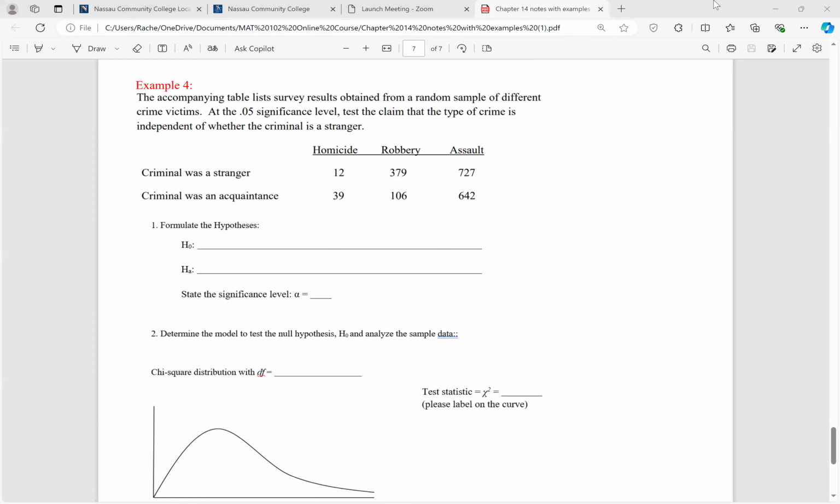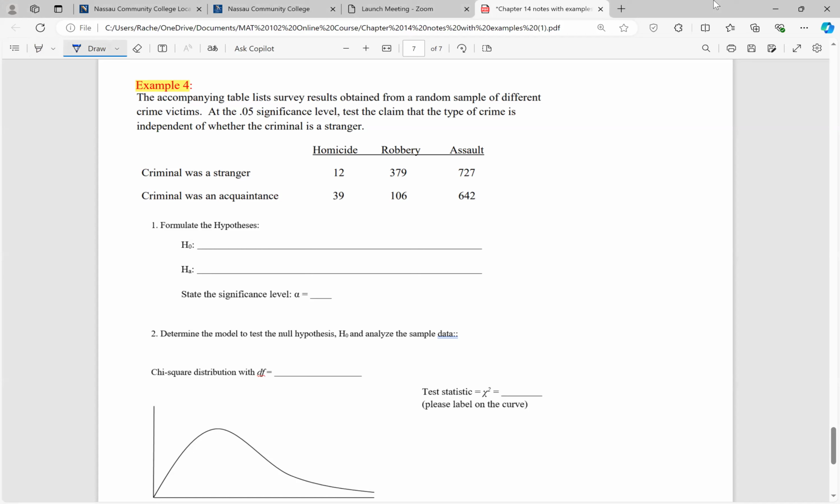Let's do one more example from chapter 14. This is the final exercise on the chapter 14 handout. It's example 4. It says the accompanying table lists survey results obtained from a random sample of different crime victims. At the 5% significance level, test the claim that the type of crime is independent of whether the criminal is a stranger.